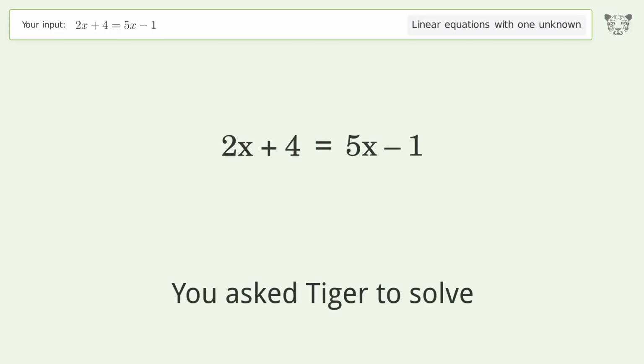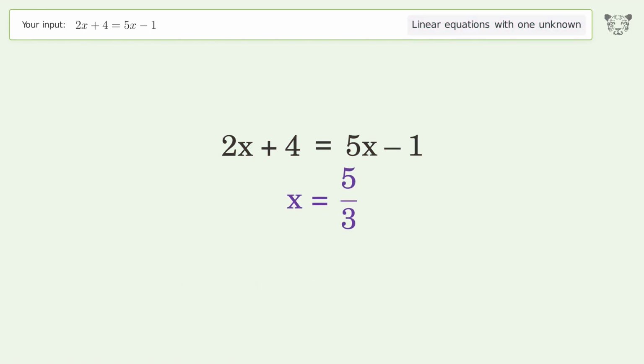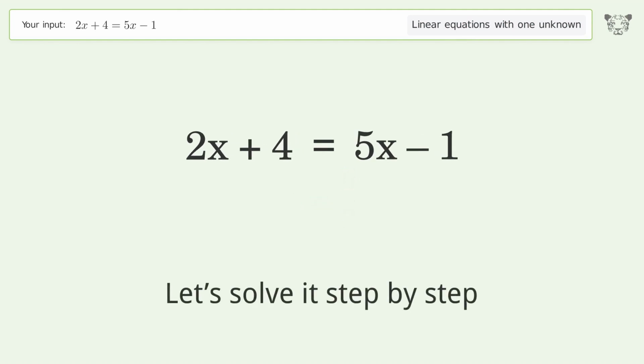You ask Tiger to solve this. It deals with linear equations with one unknown. The final result is x equals 5/3. Let's solve it step by step.